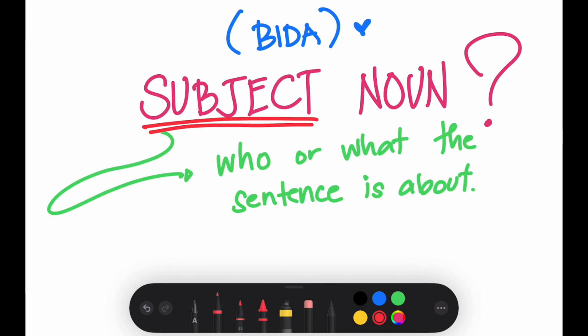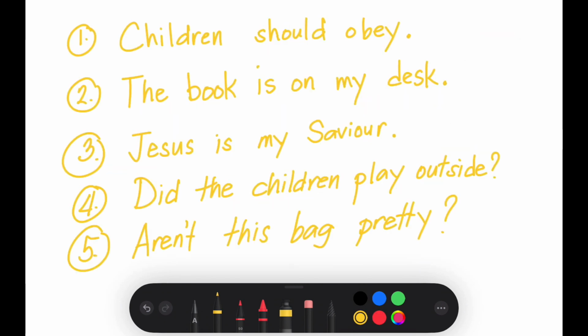Now, let's take, for example, these sentences, all right? The first one is kind of easy to identify, right? Because "Children should obey" is a really simple sentence because it only has one subject and then a verb. Now, in number 1, our subject noun is children, because the children are the ones that should obey. Siya yung nag-o-obey, siya yung dapat mag-obey. So, siya ang ating subject noun in this sentence.